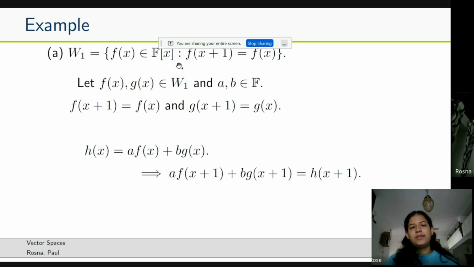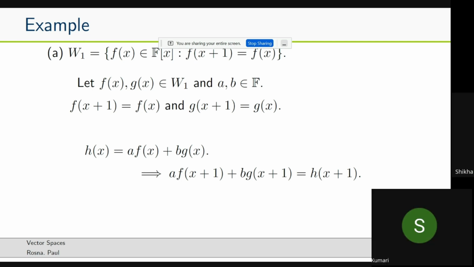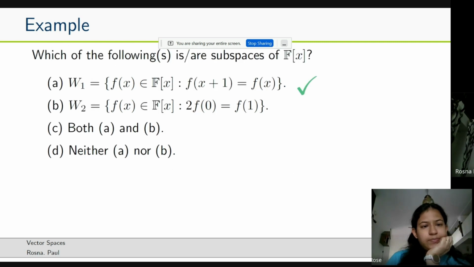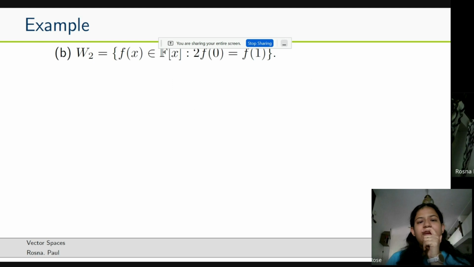And if you take the zero polynomial, then 0 of x plus 1 is the same as 0 of x, so that also belongs to W1. So actually W1 is a vector space. Is that clear? Yes, ma'am. Okay, then can you try the next one, W2, in the same way?